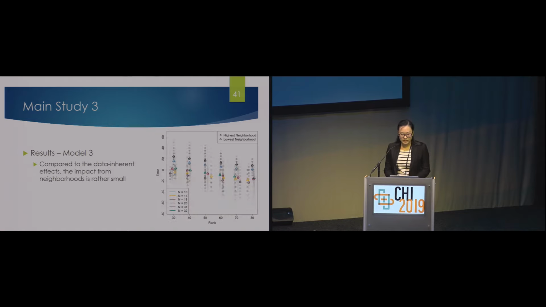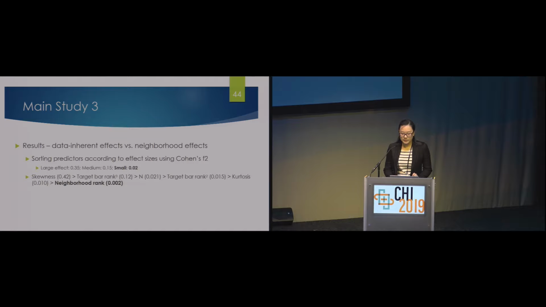We also compared between the data inherent effects and the neighborhood effects. In this figure, we use 2 glyphs to represent these 2 neighborhood conditions. And compared to the data inherent effects, as what I have highlighted here, the neighborhood effects is much smaller. And the statistical test also echoes this finding. When we use Cohen's f2, this kind of effect size, to sort these predictors, we find that the neighborhood rank is of the smallest or even negligible effect compared to other predictors.